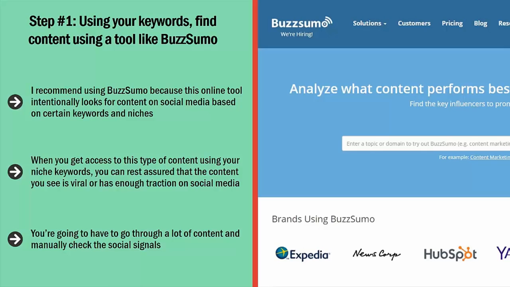Otherwise, it's going to be very hard for you to do this manually. You're going to have to go through a lot of content and manually check the social signals. It's very tedious. It burns a lot of time. In many cases, you are still not sure if you got the right content.